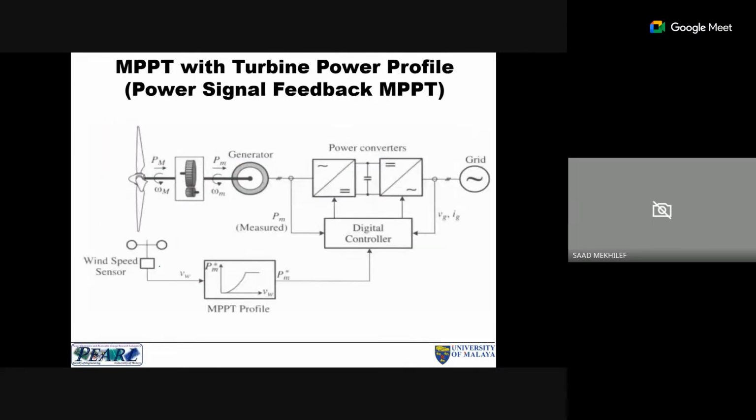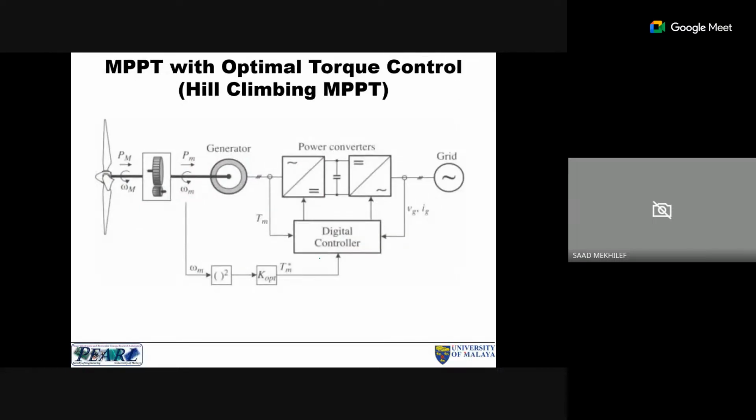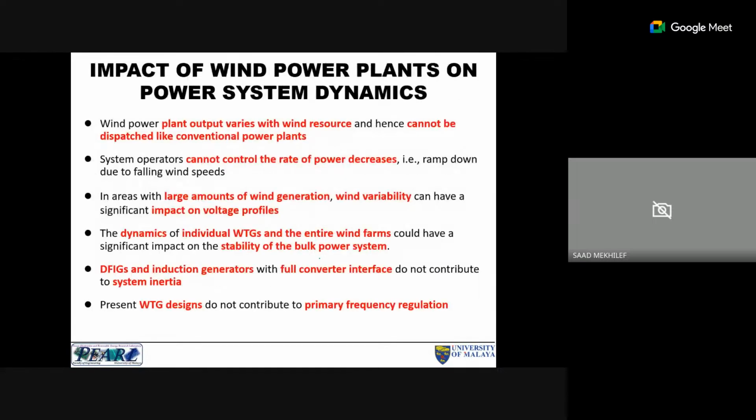The most common ones still used in industry are the hill climbing, the P&O, and the incremental conductance. Okay, and most of them use sensorless because that's cheap. There are a few issues on wind power. I think there are some of them which we have discussed earlier. Any questions so far? Please feel free, at any point of time, if you have any questions, to interrupt and ask the questions.